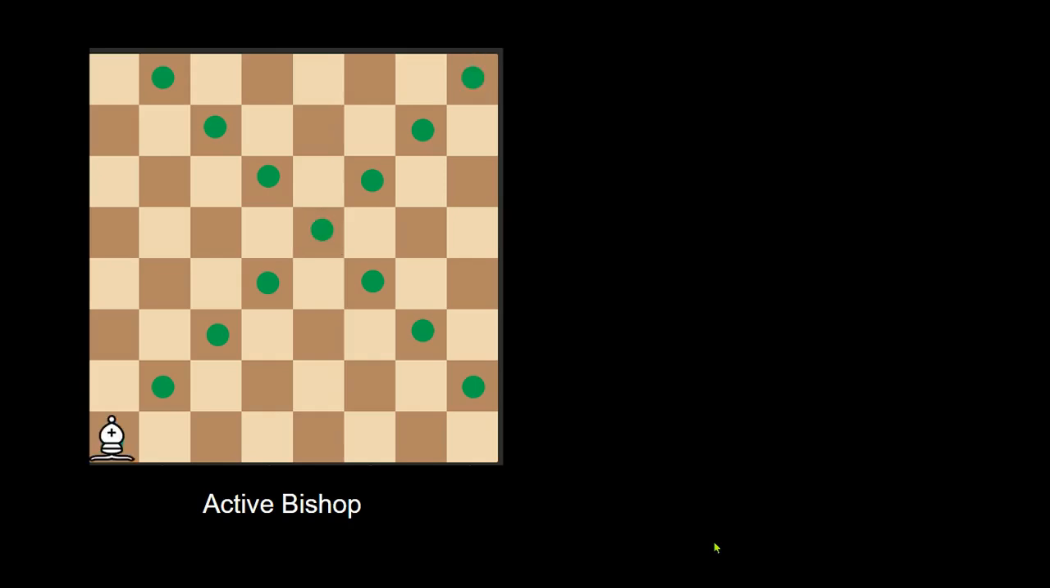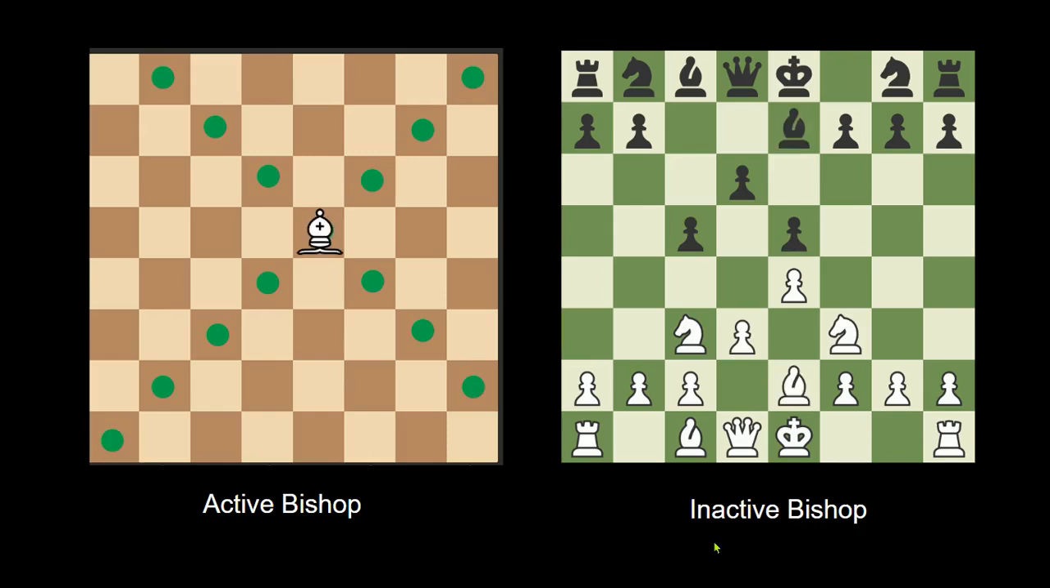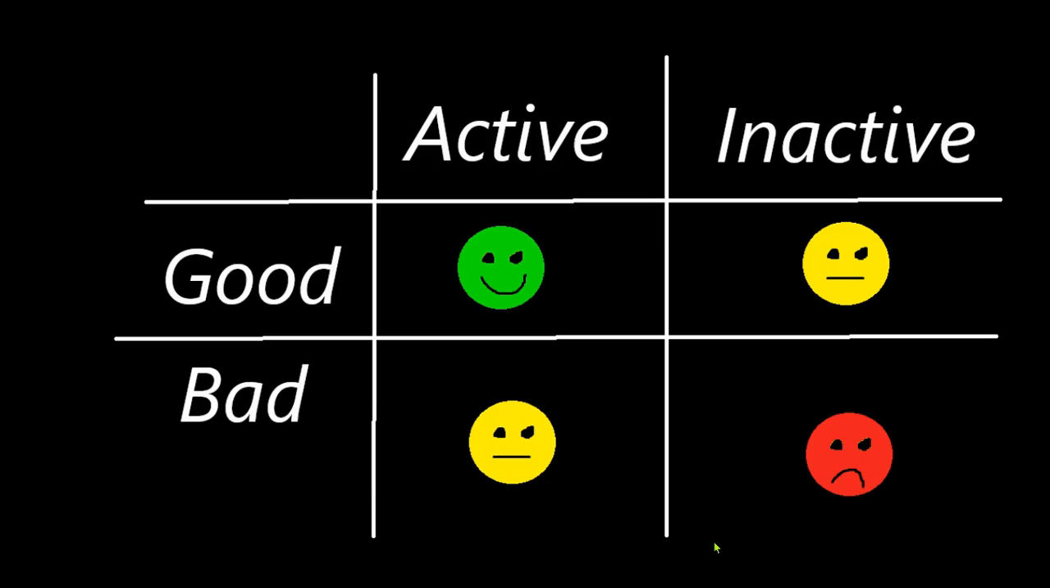Now, an active bishop will have lots of squares to go to, while an inactive bishop could be trapped behind your pawn structure. It can be trapped behind pieces. It might take a while to get out. So that's for inactive. And here we're going to be talking about 4 different types of bishops.